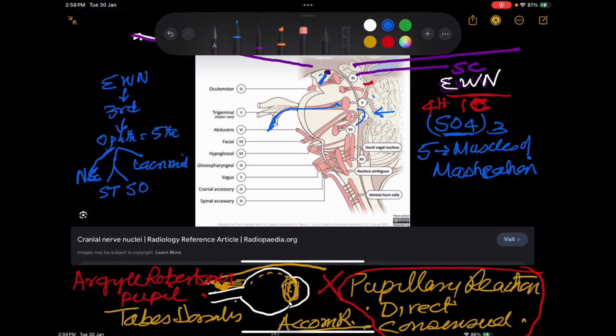Now after the 7th, 8th, 9th, 10th, 11th and 12th, the course and the branches become much more important, and therefore we'll cover it in the next class.